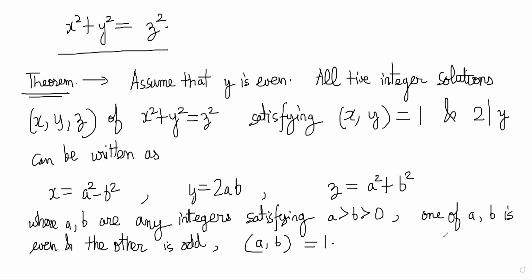So the Pythagoras theorem admits infinite solutions, and the solutions are always in this form: x is a square minus b square, y is 2ab, z is a square plus b square, where x and y are integers which are co-prime to each other and y is the even one. And what about a and b? The a and b integers are such that a is bigger than b. One of a and b has to be even, the other one has to be odd, and a and b have to be co-prime to each other, right?